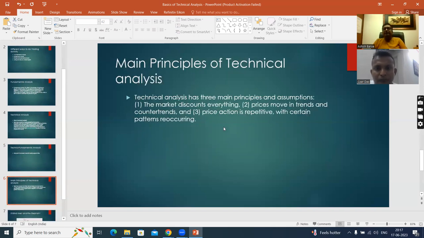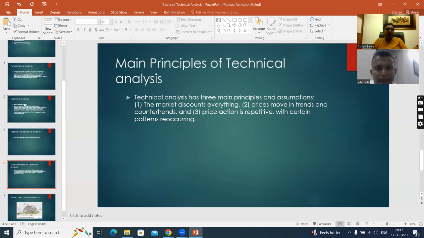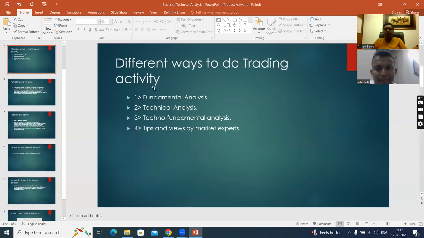And other than that are your tips and views. They are readily available, whether on a paid basis or free of cost. Generally, friends used to give the tips: buy this today, it will go from here to there. So here we don't need to work on anything. The only thing is that if we have faith in that tip provider, we can initiate accordingly.